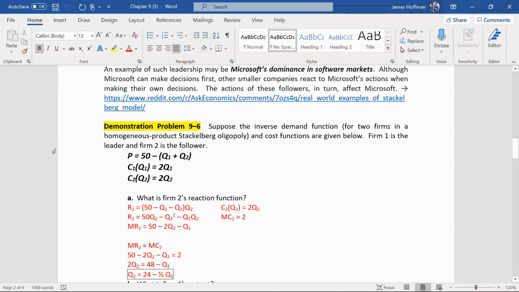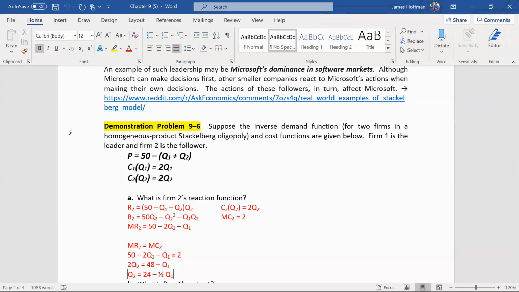All right, so everybody doing okay so far? Ready for another example? Yeah, we're good. Okay. All right, here we go.